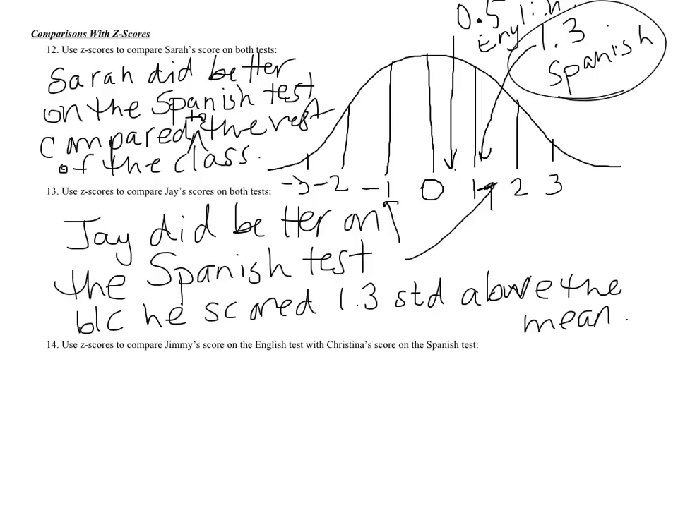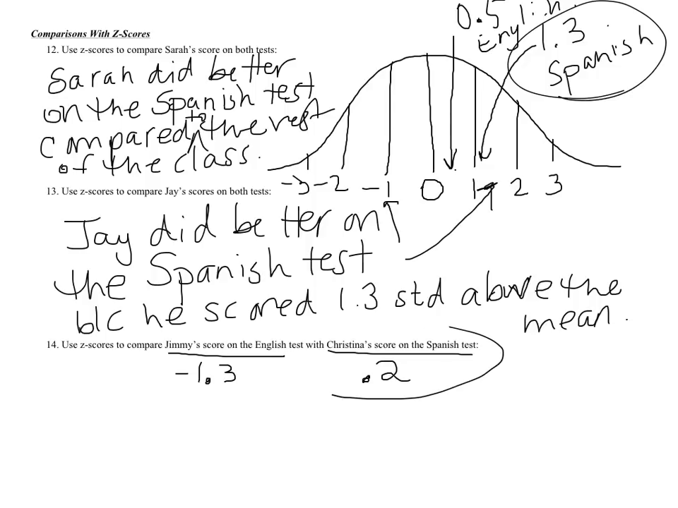Use z-scores to compare Jimmy's score on the English test with Christina's score on the Spanish test. So Jimmy's z-score on the English test, he was a -1.3. And Christina's score on the Spanish test, she was a 0.2. So we don't even actually care what percentage they got on these tests. We just want to know, how did they compare to the rest of the class?